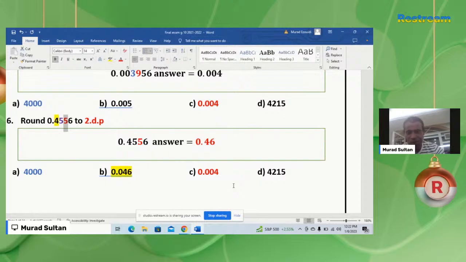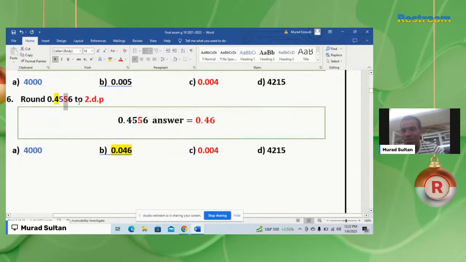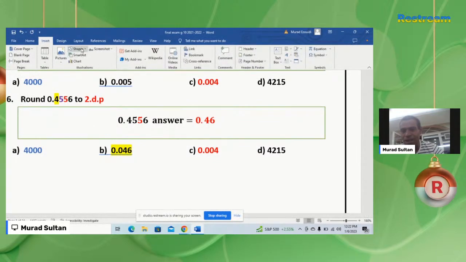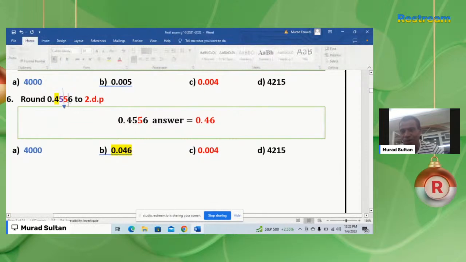Now we continue. We were told to round this to two decimal places, so you should work with this one. I want to separate this by this one. I will separate this red 5, because you are going to work with this red 5. So the answer is that.